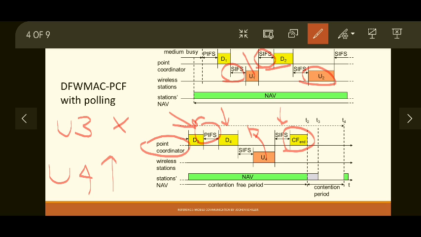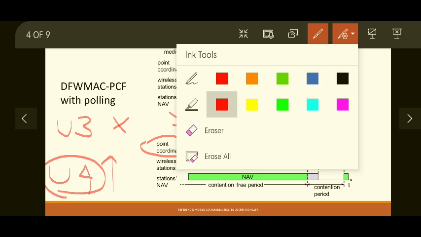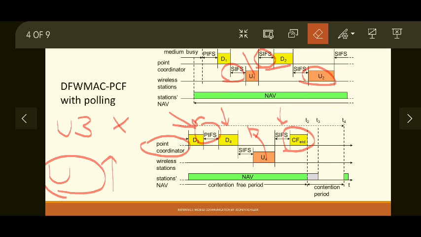Okay, so that is ended. So U4 will realize that now the contention free period is ended. So how can I access the medium? Sorry, not U4, it should be U3. U3 had left the network, so it should be U3, not U4. Okay, make that connection. So U3 is now back active in the network, but it realizes that the contention free period is ended.